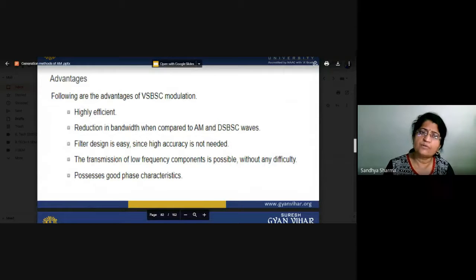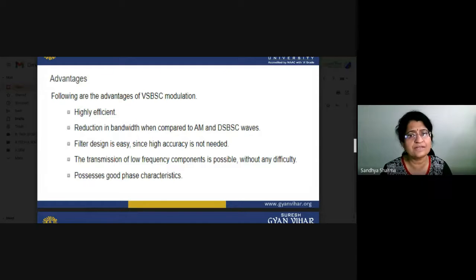If you are talking about the advantages, this is a highly efficient reduction in bandwidth when compared to AM or DSB-SC waves. So bandwidth requirement is less with respect to those. Filter design is easy since high accuracy is not needed, because we also take a small part of the other sideband. So a sharp cutoff is not needed, because if there are any losses due to edges, we can cover that with the vestige part. You can use an appropriate filter for this purpose.